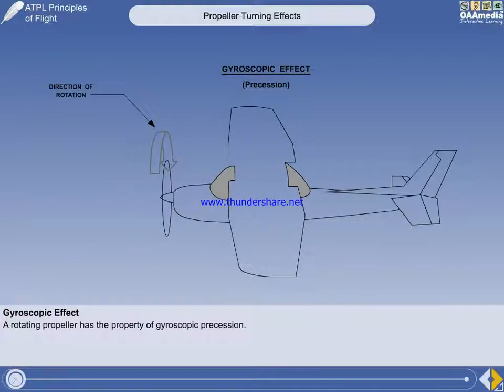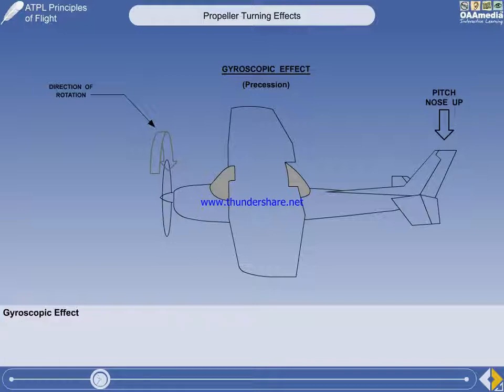The third propeller turning effect is the gyroscopic effect. You have learned in other subject areas that one of the properties of a rotating mass is precession. If a force is applied to the circumference of a rotating mass, the reaction to that force will act at 90 degrees in the direction of rotation. A propeller is a rotating mass, so it too has the property of precession.